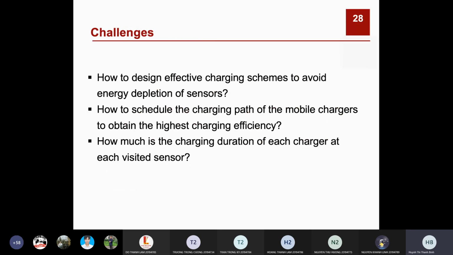And the challenge is here: how to design an effective charging scheme to avoid energy depletion of sensors, how to schedule the charging path of the mobile charger to obtain the highest charging efficiency, and how much charging duration at each visited sensor.